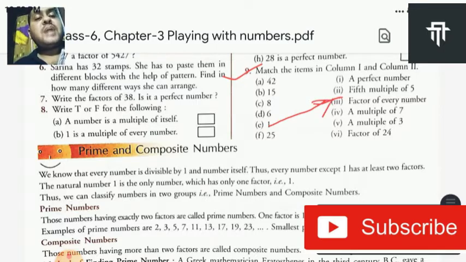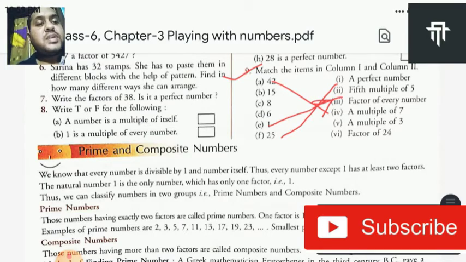Fifth multiple of 5. We know that 5 into 5 is equal to 25. So this one is 25. Next is a multiple of 7. Which one is a multiple of 7? 42 is a multiple of 7, because 7 times 6 is 42. Next is a multiple of 3. Which one is a multiple of 3? 8 is also a multiple of 3, 6 is also a multiple of 3.